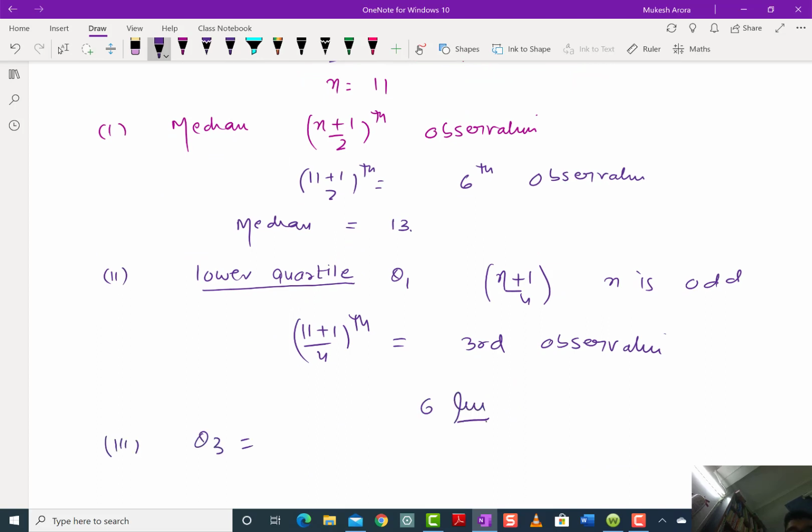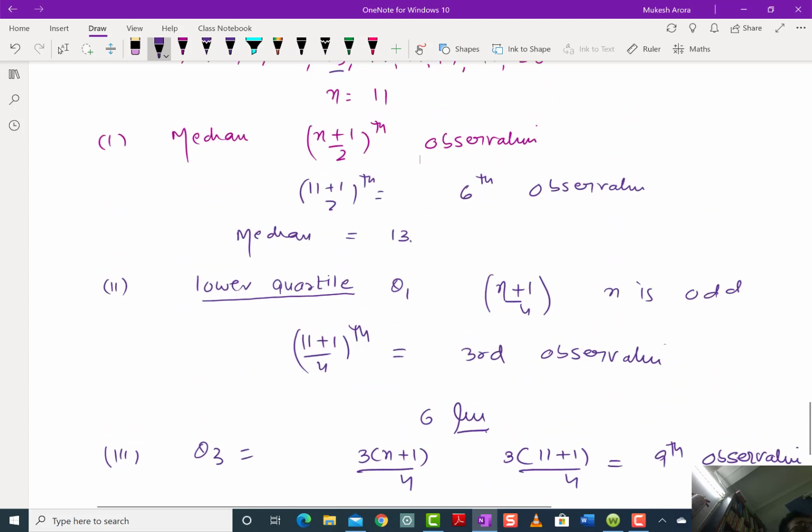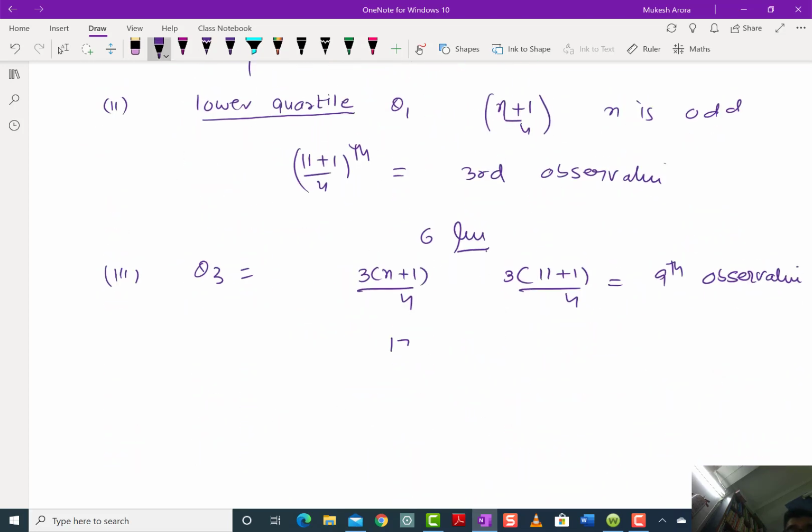Then Q3 is the 3(n plus 1) by 4th observation, that is 3 times (11 plus 1) by 4, that is the ninth observation. Counting 1, 2, 3, 4, 5, 6, 7, 8, 9, the ninth observation is 17. And the last one, Q3 minus Q1, is 17 minus 6, which is 11.